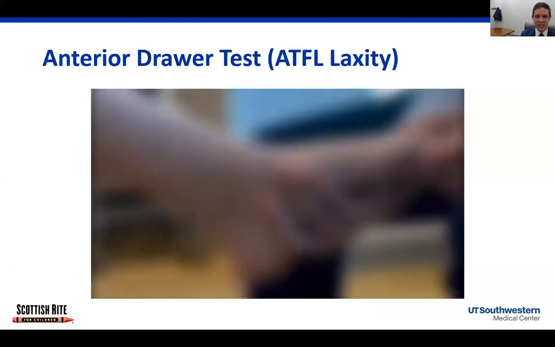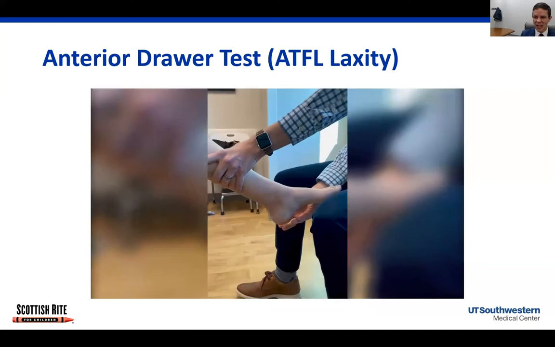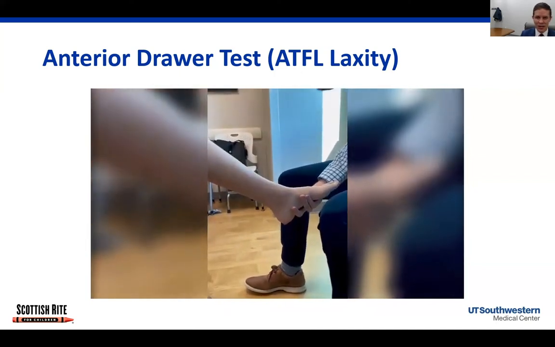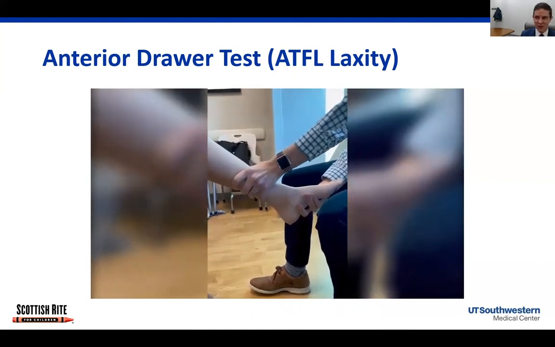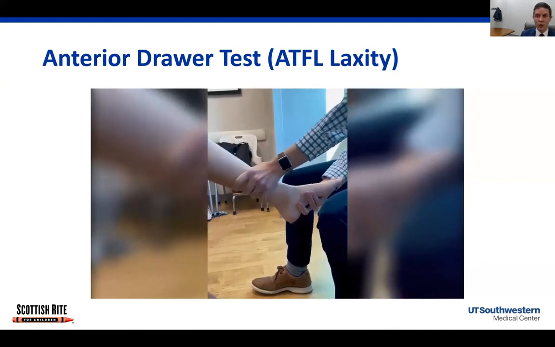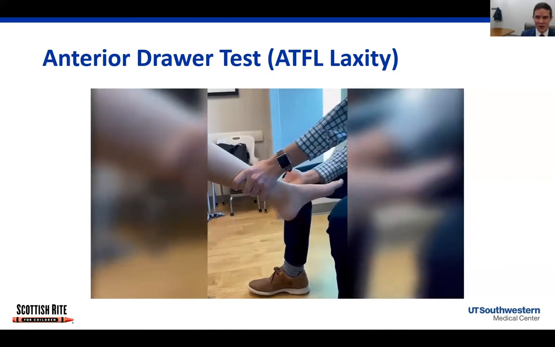So first is the anterior drawer test, all right? So let's see how we do this. First, I take my non-dominant hand and I get a good firm grip on the lower leg, all right? This is important because you want that leg to be firm. You don't want that leg to move, and you're going to be providing some counter traction with that hand and with that non-dominant arm there, okay?